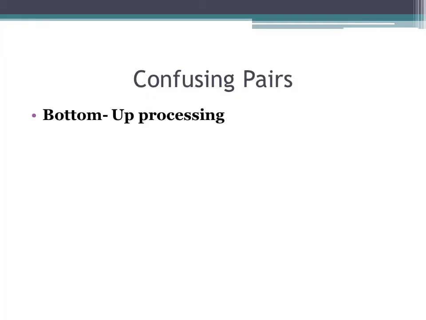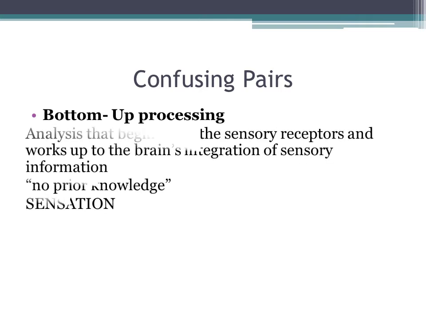So here are two terms that you do need to know on how our senses work. We can come across a new stimulus in our environment and use bottom-up processing. This is analysis that begins with our sensory receptors touching it, and then our brain interprets it. So it starts at the bottom of our abilities and works its way up to the brain. You have no prior knowledge of this information. It's basically just using all of your senses or your sensation.